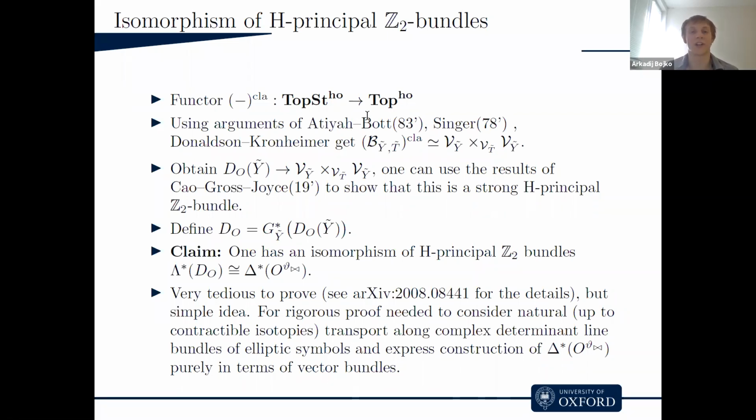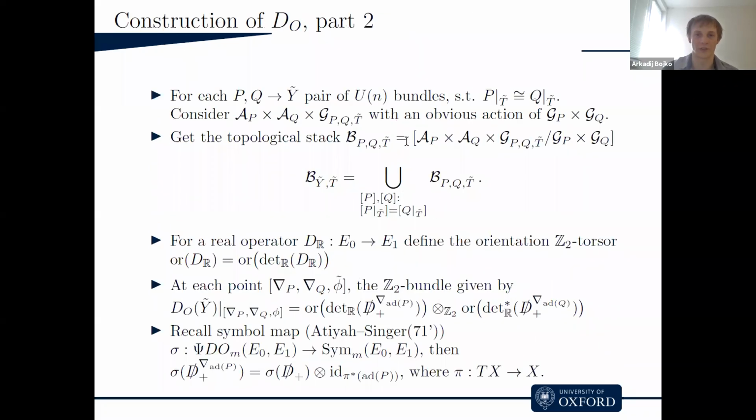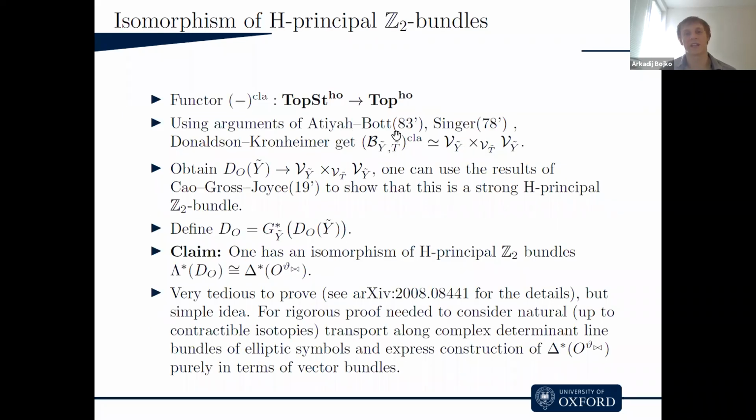One can use the arguments from Arkadij Bojko and Donaldson and Kronheimer to show that the classifying space assigned to the topological stack, which I defined on the previous slides, this union over all these pairs of principal UN bundles identified in T tilde, is homotopy equivalent, even more so naturally homotopy equivalent, to this space Vy tilde cross Vt tilde Vy tilde.